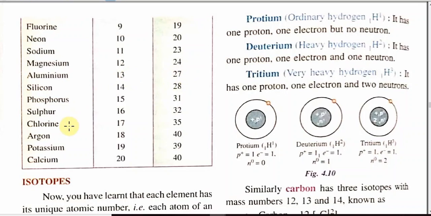Similarly, you can see we have argon. The atomic number of argon is 18, mass number is 40. Now, how will we get the number of neutrons in argon? We will subtract this 18 from this 40. The result will be 22. So, we can say there are 22 neutrons in argon.